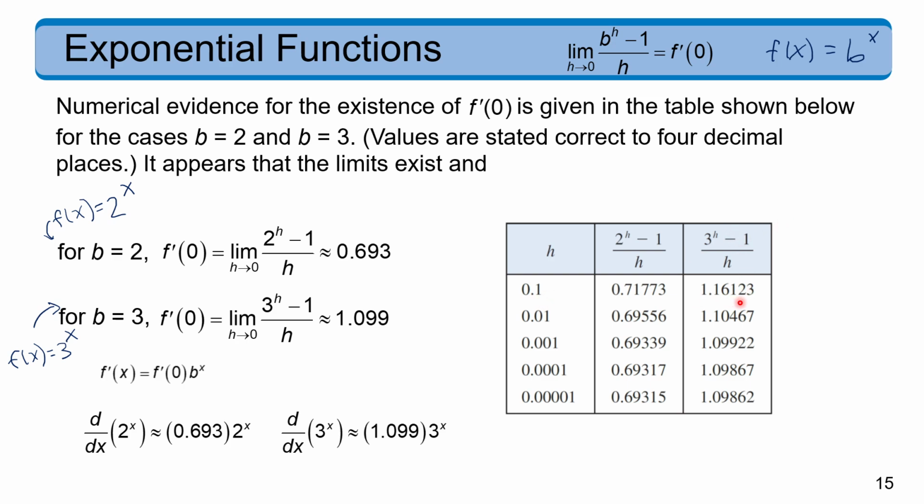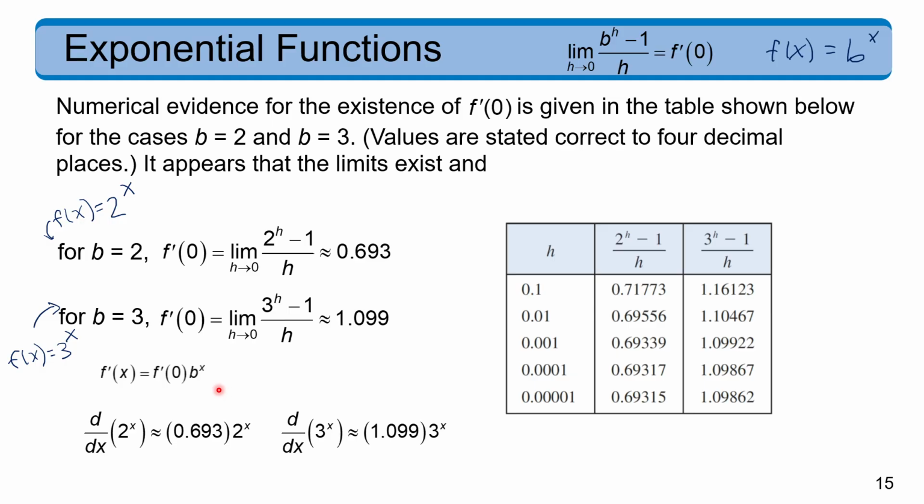And then we ask the question again, as h goes to 0, meaning as we move down the rows, what are these numbers approaching? And we could estimate that as 1.099. So now putting some pieces together, this is the formula we derived on the previous slide for the derivative of b to the x.